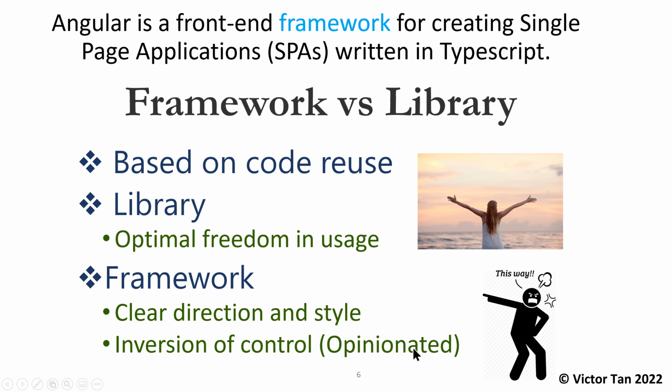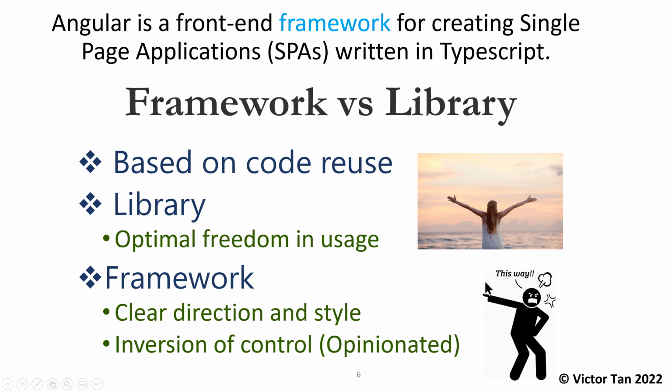Because the framework makes most of the decisions for you behind the scenes, we call this inversion of control. Inversion of control means the framework is the one in control of how the app is being constructed, not the developer. So this means there's less freedom available to the developer. You might think that this is kind of a bad thing, but here is the advantage.